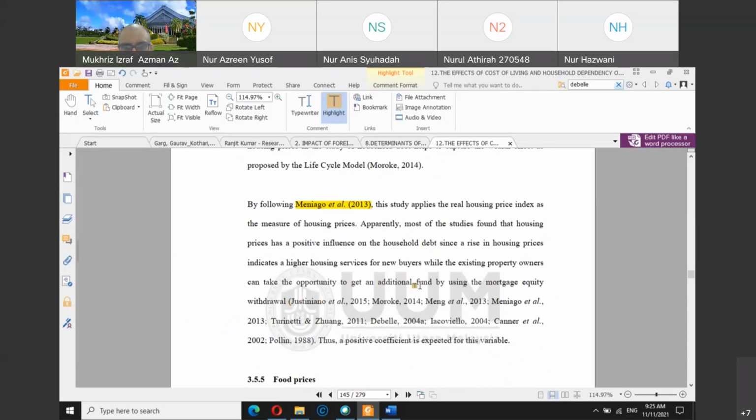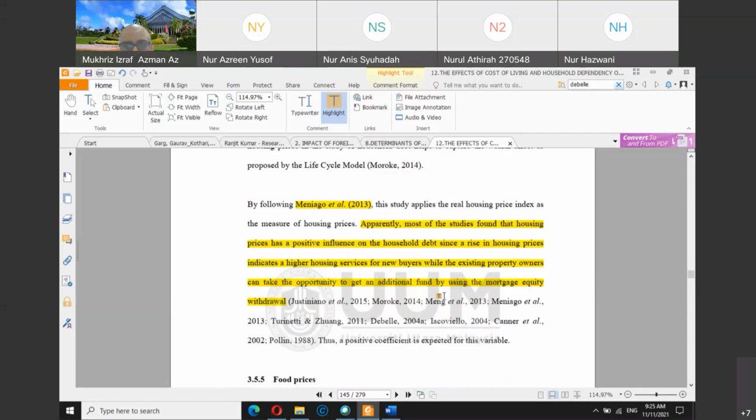For example, like this one. This is one example where one sentence is referring to many authors, meaning that this sentence has been mentioned by Justiano, Moroki, Meng, and others. This is very common because if you are focusing on an issue that is very popular, it is not uncommon to see that many authors are mentioning the same thing.